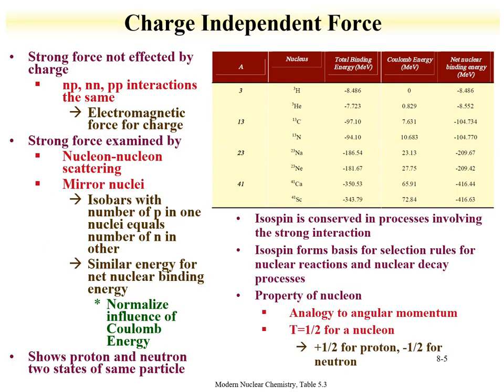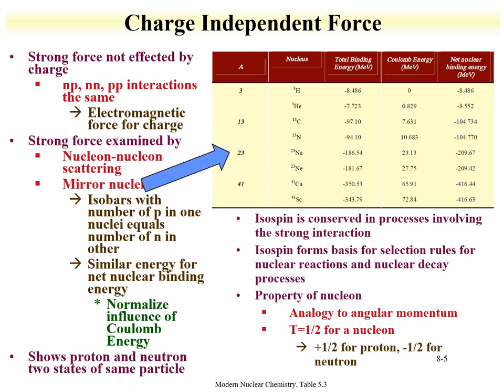As was already stated, the strong force is charge independent. So in this case, pairs of neutrons and protons, neutrons and neutrons, or proton-protons should have the same. So somehow, in order to evaluate a charge-independent force, one must remove the Coulomb repulsion from any energy calculations. This can be done by looking at nucleon-nucleon scattering or by mirror nuclei.